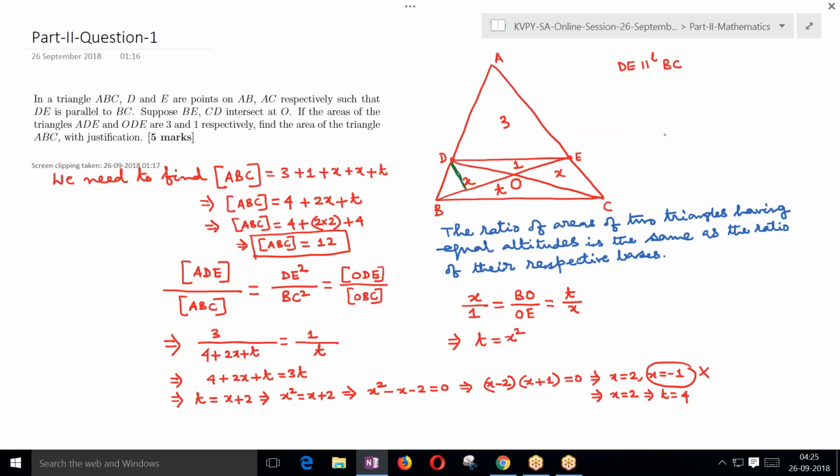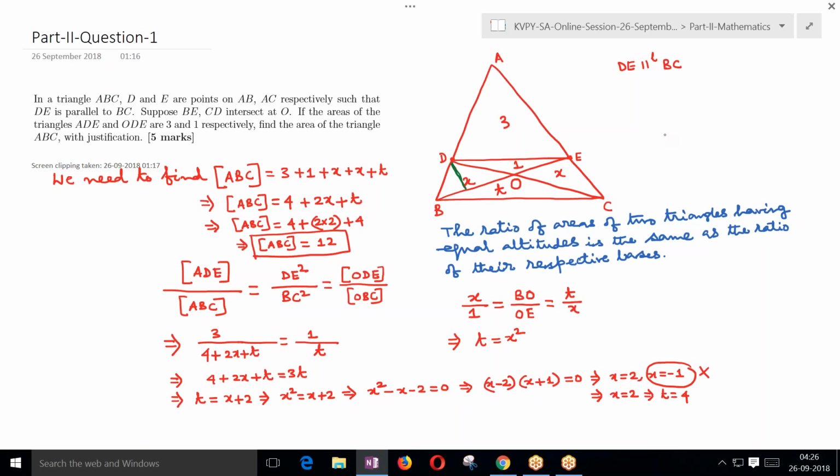Now if we consider the triangle OBC, one side is BC, then the corresponding side in the triangle ODE should be DE. Now as the triangles OBC and ODE are similar to each other, you can say the area of the triangle ODE by area of the triangle OBC is equal to DE square by BC square. So what we conclude? We conclude that area of the triangle ADE by area of the triangle ABC is equal to the area of the triangle ODE by area of the triangle OBC.